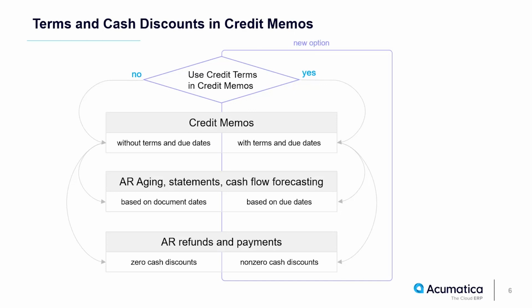The due date will be used in AR agent reports, customer statements, and cash flow forecasting. If a credit memo with a cash discount is selected in a refund or payment, the system will suggest taking the cash discount if the payment is made before the cash discount date.